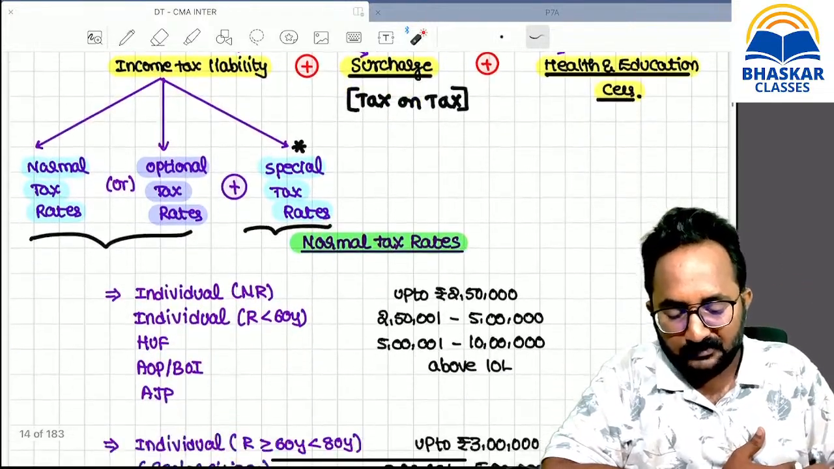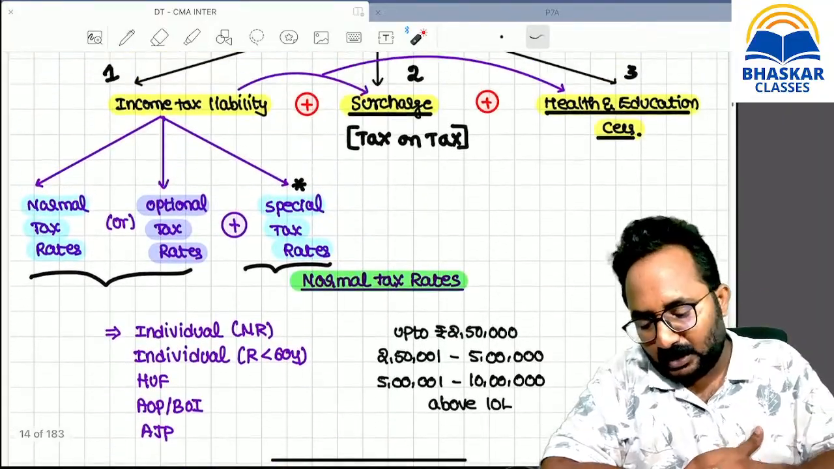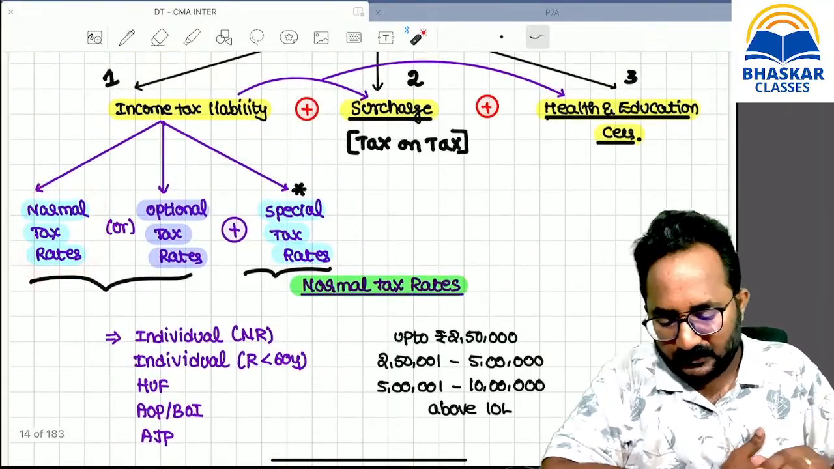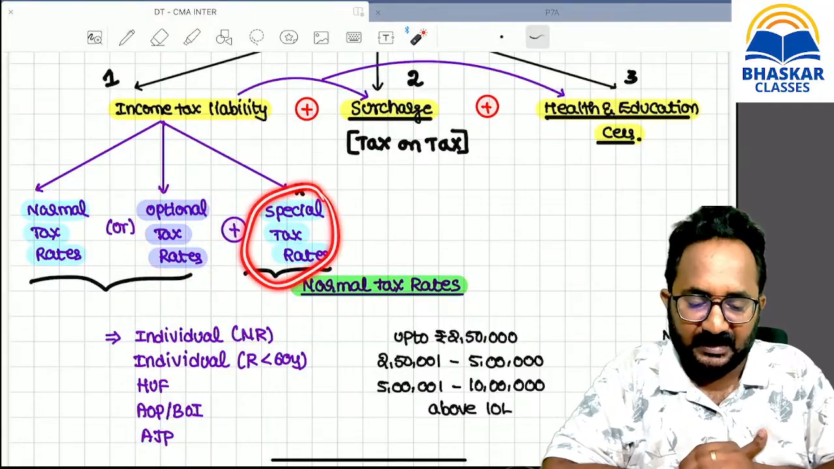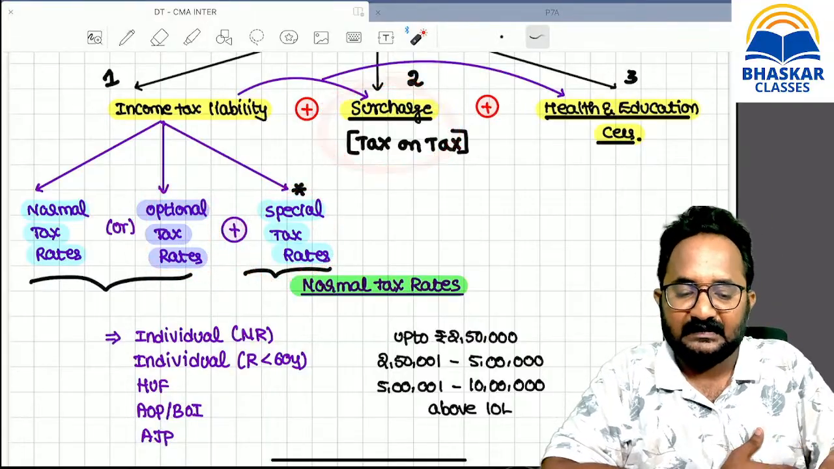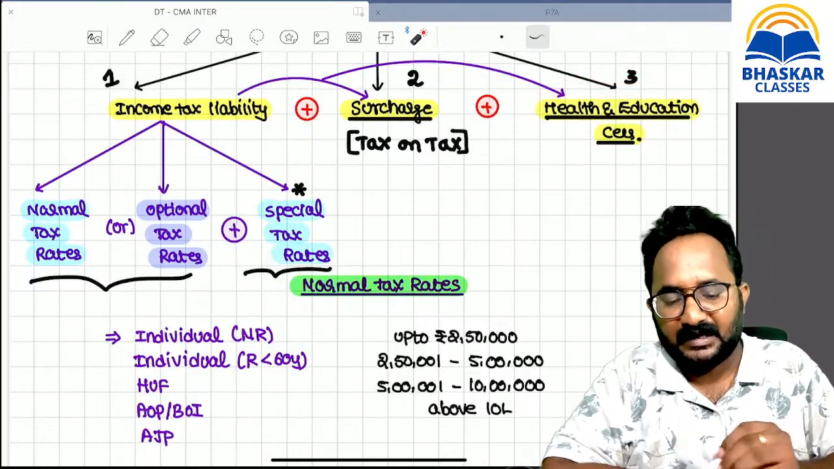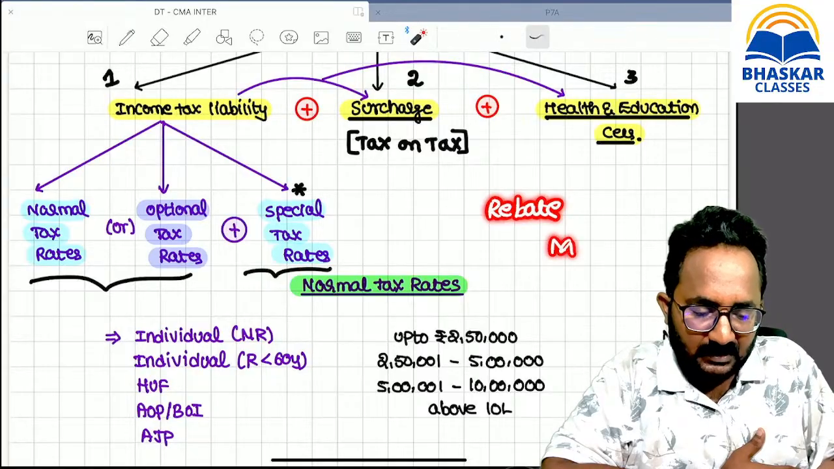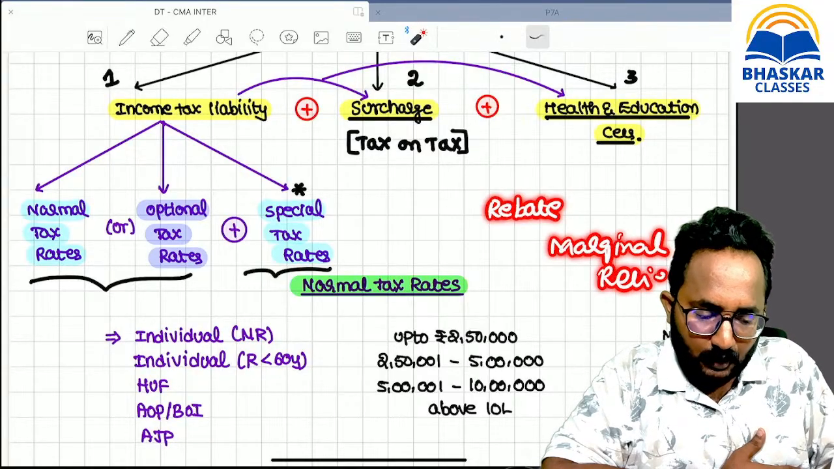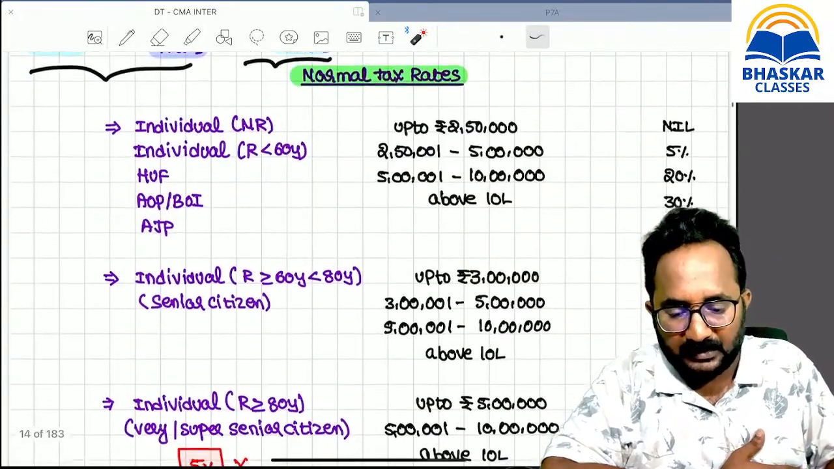Yes. Now we can discuss the normal tax rates. Then after that the optional rates, the special tax rates, surcharge, and health and education cess. Last we can discuss the rebate and the marginal relief. Then this chapter will be over. Remember, I am going at a fast pace because you already know something.